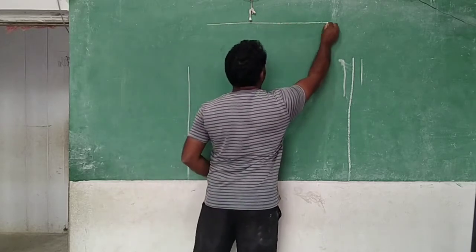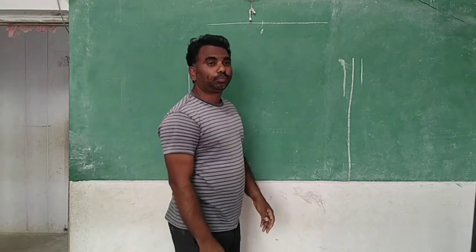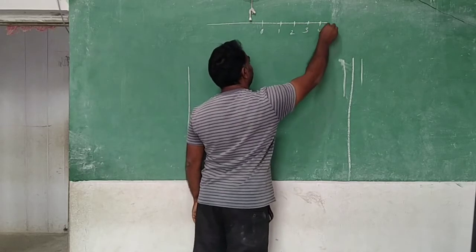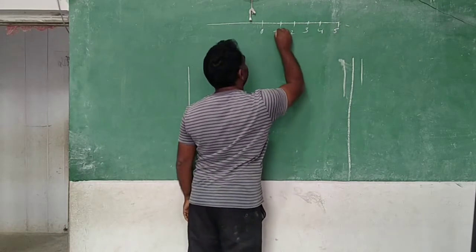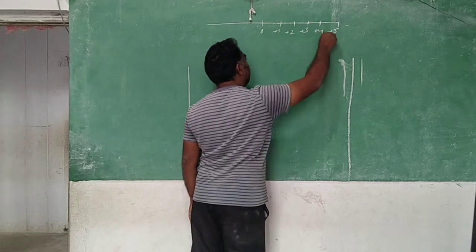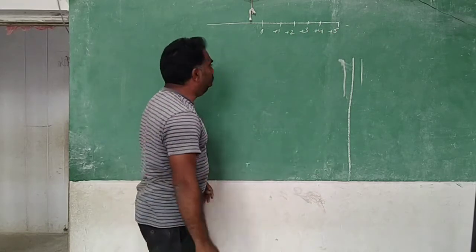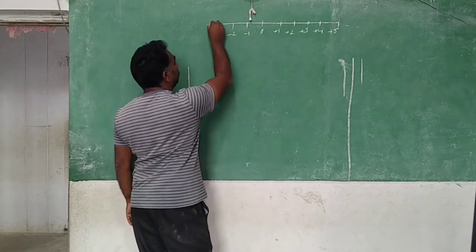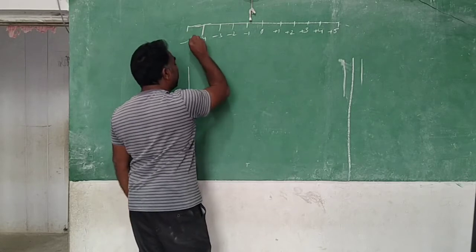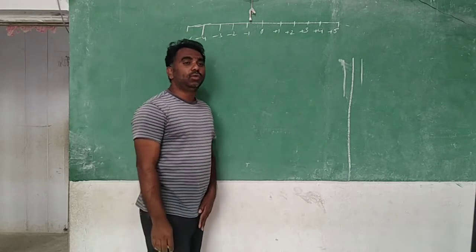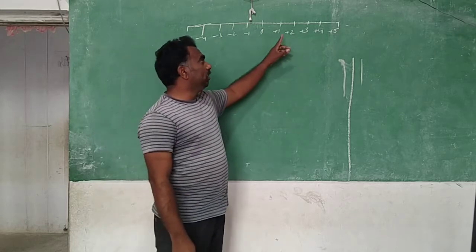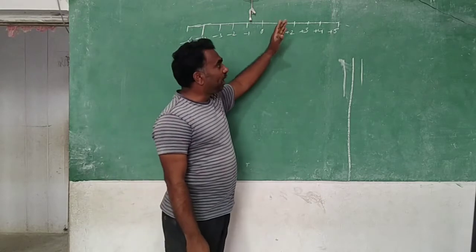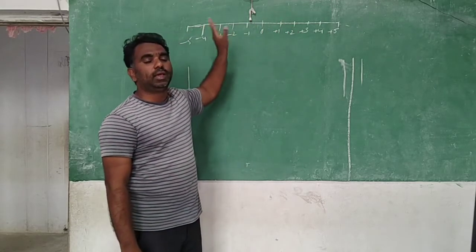When you draw the number line like that, in the middle there will be the 0, and here it is 1, 2, 3, 4, 5, and continuously these are positive numbers, positive integers. And before 0 there are -1, -2, -3, -4, -5. Like that there are some negative integers. When the positive integers and negative integers are there, automatically positive fractional numbers and negative fractional numbers will be there.